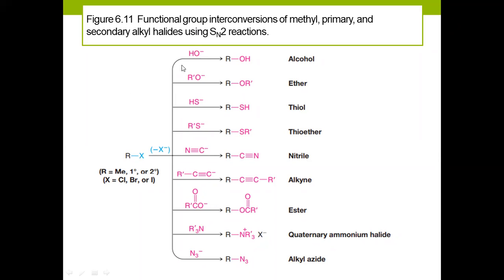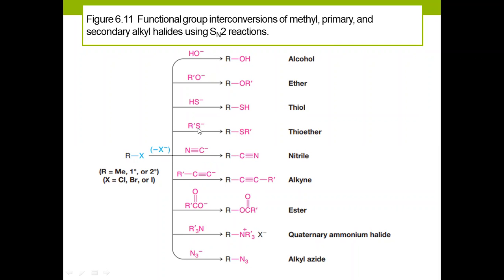So the X will be substituted with OH, and we can form a functional group alcohol. If the nucleophile is OR, or alkoxy, for example sodium alkoxide, we can form an ether. If it is a thio, let's say sodium hydrosulfide, you can form a thiol here.